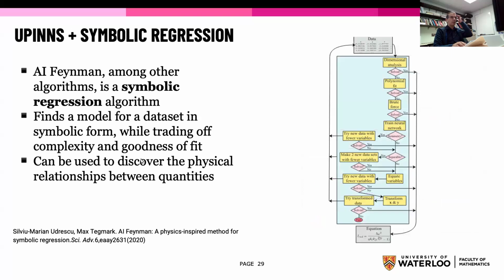I will come back to this figure later, but if you know about AI Feynman or symbolic GPT, these are techniques that we can use so that, given some data, you can find the relationship between the variables. So we can use them to find a symbolic form for the given data set, and this helps in discovering the relationship between the quantities using the experimental data. So combining the UPINs and AI Feynman or symbolic GPT gives us the actual form of the differential equation.